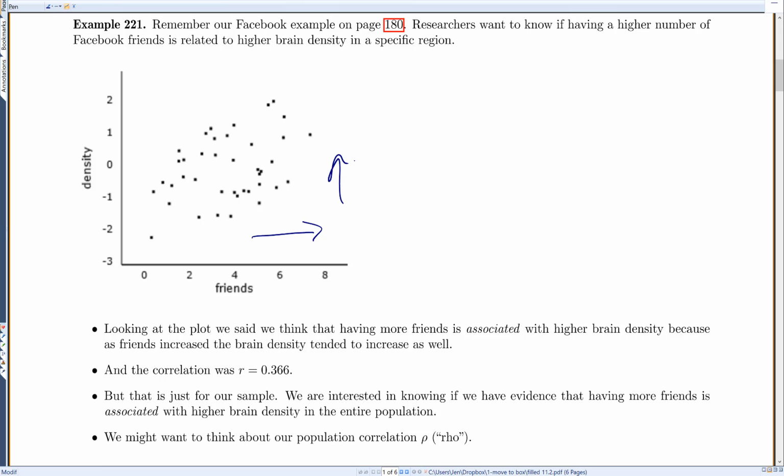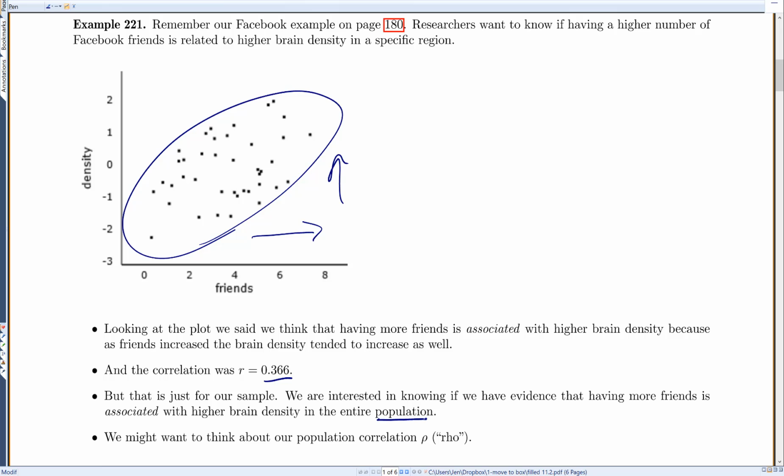The correlation was 0.366. So we have some correlation. If we were to draw an oval around it, you can see it's not super tight to a line, but we do seem to have a very distinct pattern here. But that is just for our sample. What we want to do in statistics, for everything we've learned usually, is say, what does it tell me about the population? So we're interested in knowing if we have evidence that having more friends is associated with higher brain density in the entire population, not just in our sample.